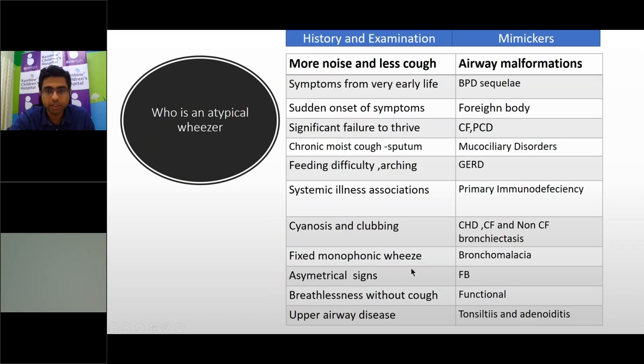Other thing is, when you have asymmetrical signs, you will consider foreign body. When the breathlessness is more than the cough, note that the usual pattern is cough, cough, cough, wheeze, breathlessness. When you have only breathlessness without cough, you will consider a functional respiratory problem, habit cough. When you have upper airway disease, rule out adenotonsillitis and allergic rhinitis. So these are all the atypical wheezers.